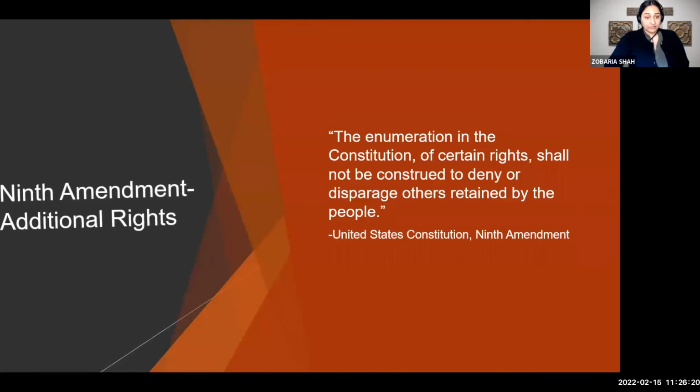The Ninth Amendment is pretty vague, and this is what's used often today to support anything that's not covered by the Constitution. Essentially, it says any additional rights that the Constitution does not mention, you might still have. So it mentions the enumeration of the Constitution in certain rights shall not be construed to deny or disparage others retained by the people. Essentially saying just because the Constitution doesn't say you have the right to breathe and eat and things like that, doesn't mean that you don't have those rights. It's just that they're not listed in the Constitution.